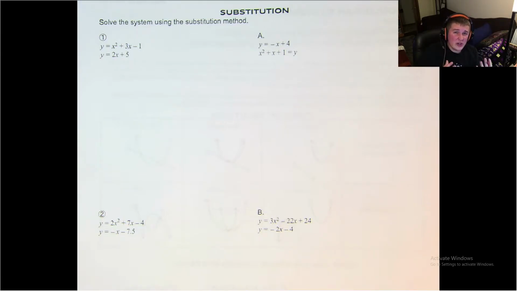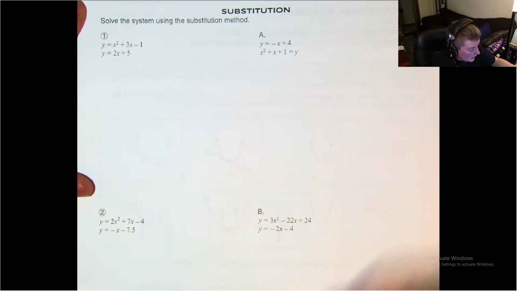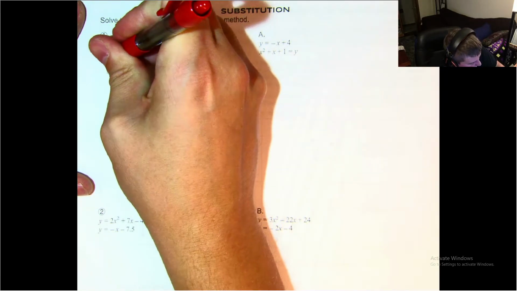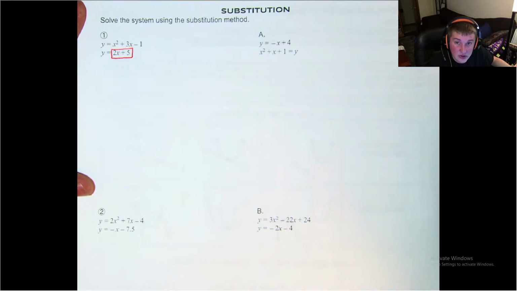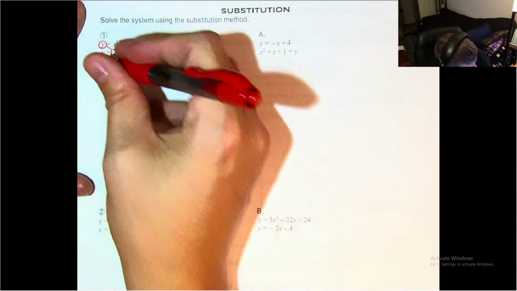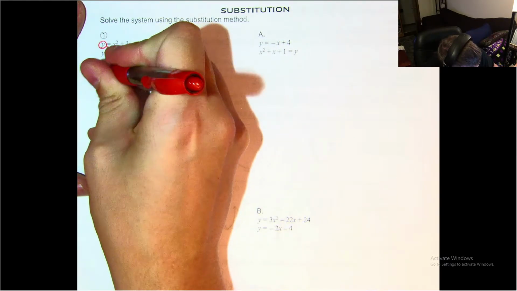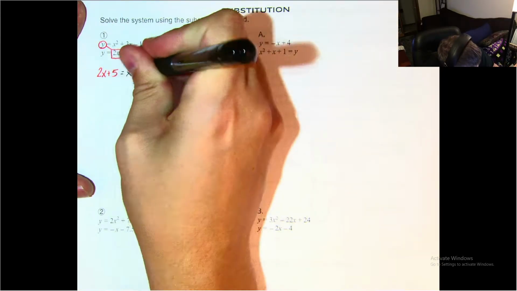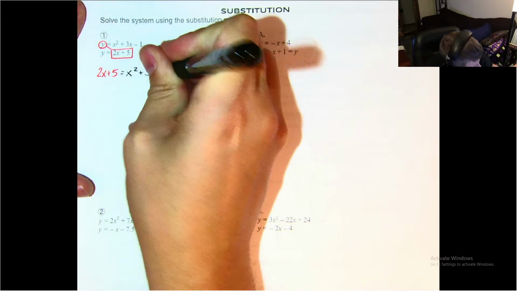When do you want to use this? You want to use this when either a variable is isolated already, or a variable can easily be isolated, typically one step, like just subtracting a value or adding a value. So here, as I look at number 1 here, I see that both are set equal to y, so that means I can take what y is equal to, and I can plug it into the other equation. I'm going to plug it in right here. You've seen this before. So that means instead of y, I'm going to write 2x plus 5 is equal to x squared plus 3x minus 1.